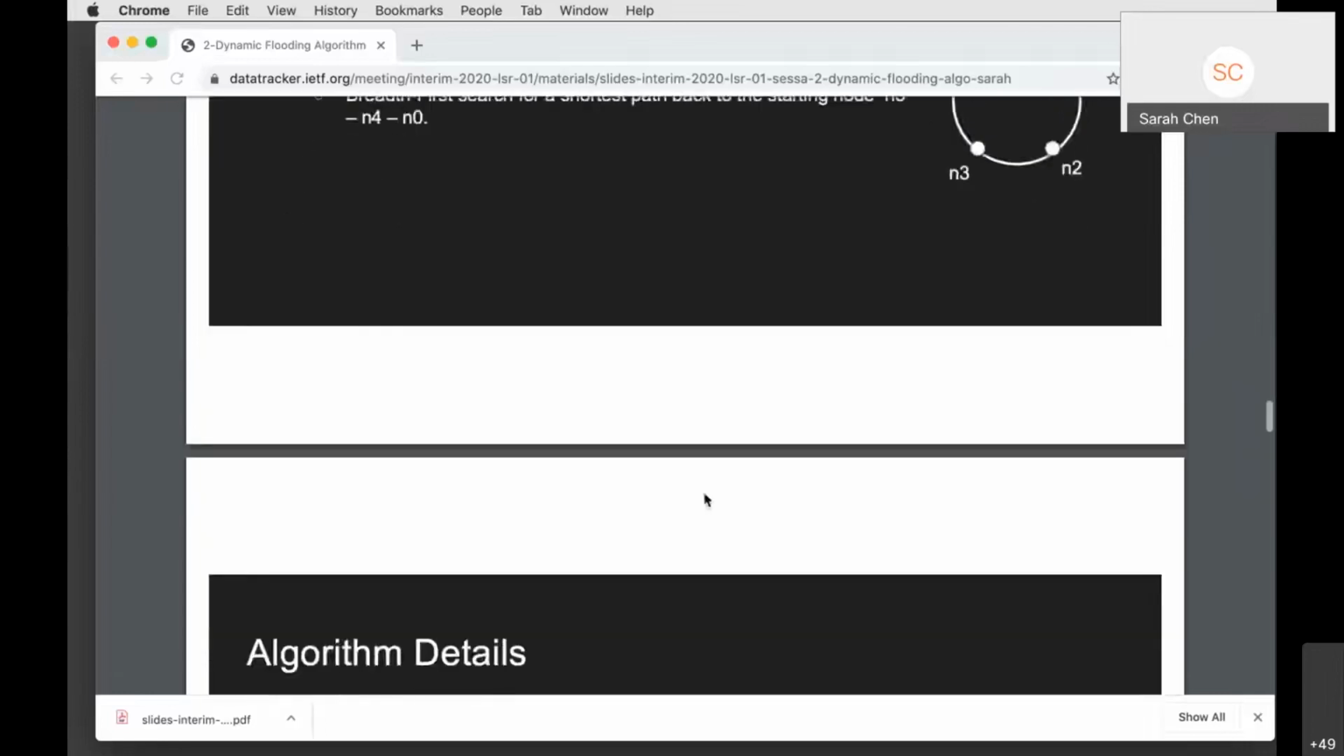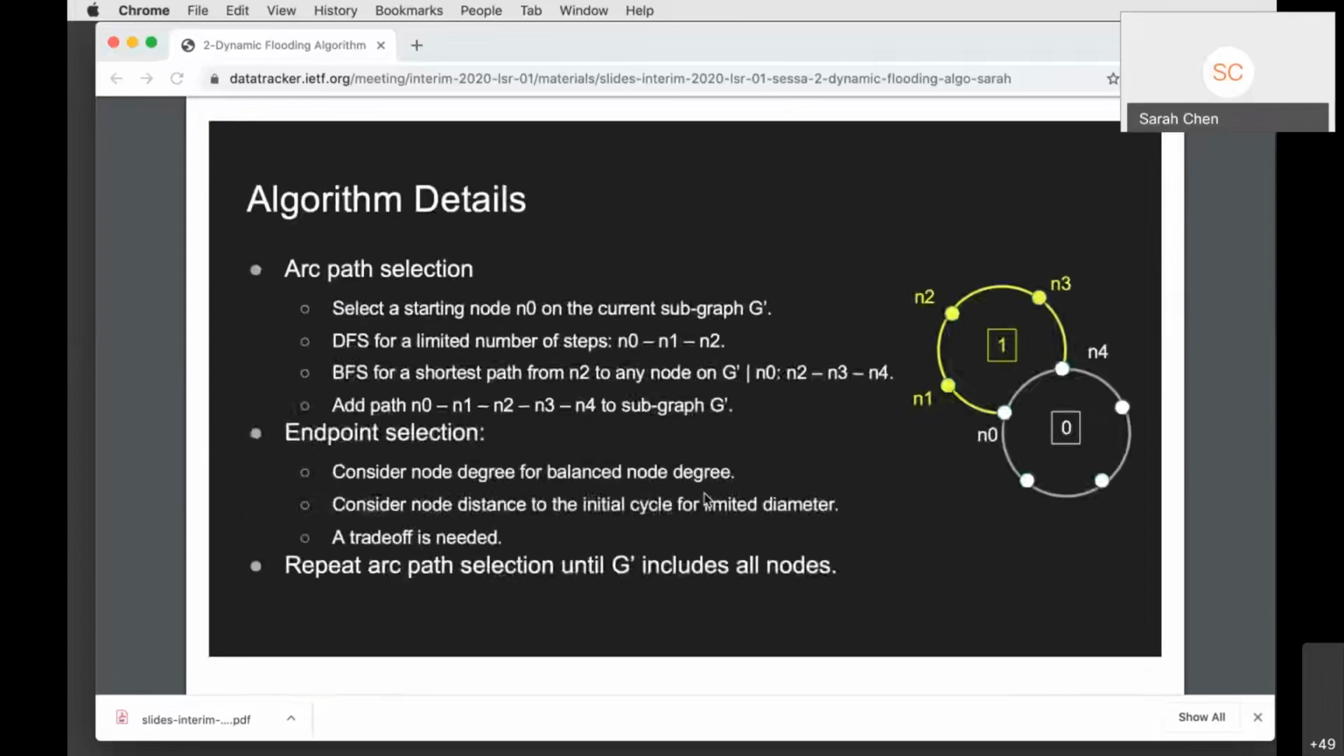Once we have the initial cycle, we can add arcs to the subgraphs. So the procedure is pretty similar. At the beginning, we have the current subgraph. In this case, it's just the initial cycle. Then we find a node on this subgraph. We do a DFS for a limited number of steps. And then we do a BFS to find the shortest path back to the current subgraph.